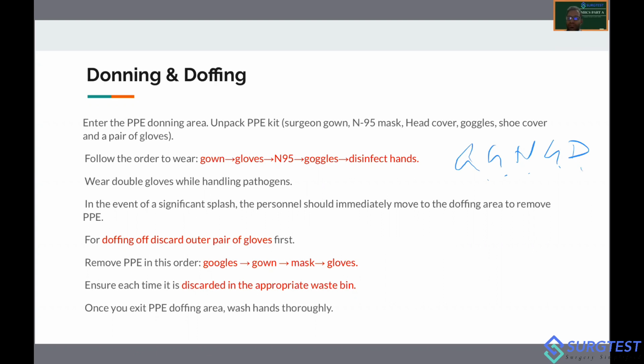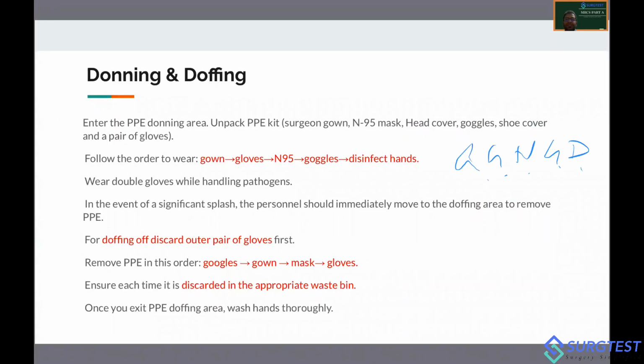When you are handling pathogens, when you're operating, or when there's a chance that you might be handling the specimen, or when you might be performing and giving anesthesia, wear double gloves. In the event of a significant splash, the person should immediately move to the doffing area to remove PPE. For doffing, the order is reverse: goggles, gown, mask, gloves. Ensure each time it is discarded in the appropriate waste bin. We will be discussing where to dispose of each waste. Once you exit the PPE doffing area, wash hands thoroughly.